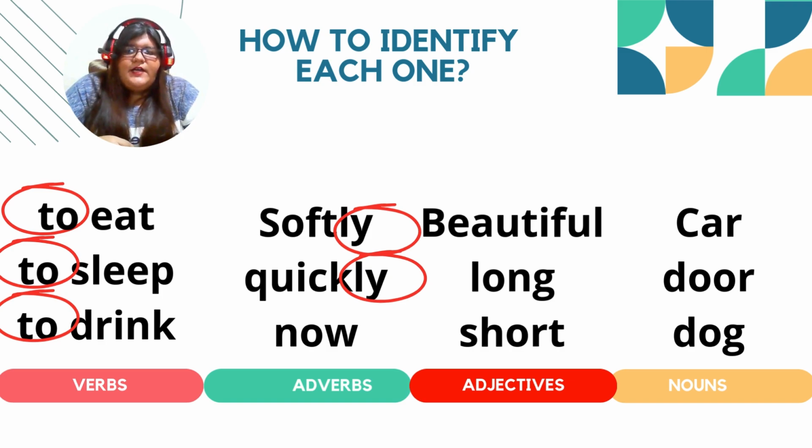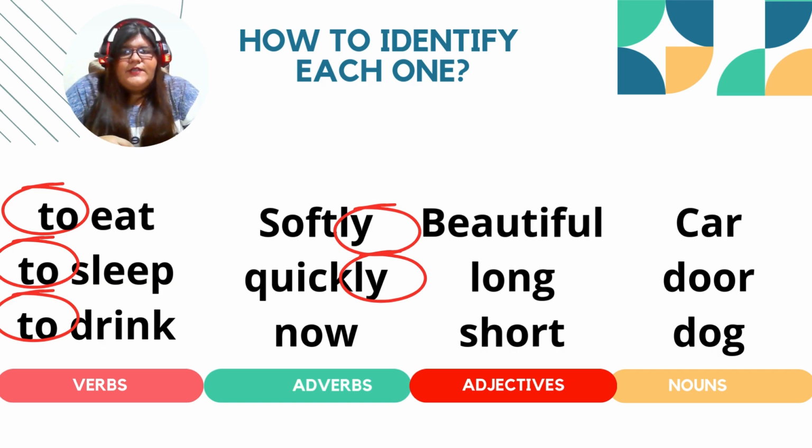Then we have adverbs. Do you remember that the majority of adverbs end with ly? Softly, quickly, and now, but there are some that don't end with ly. So be careful with that, but keep in mind that the majority of adverbs will be identified because they end with ly. For example, softly, quickly, and now.